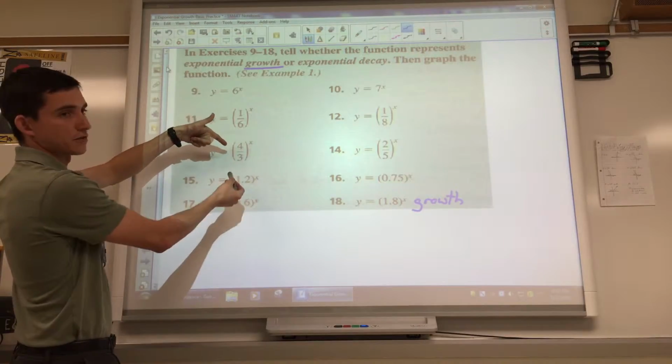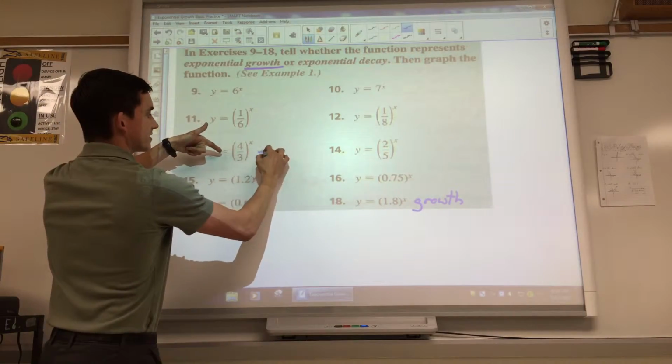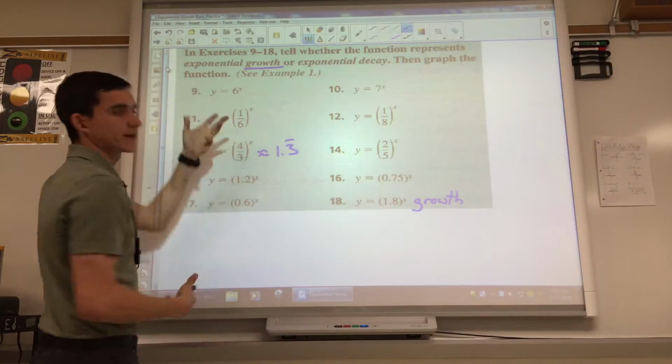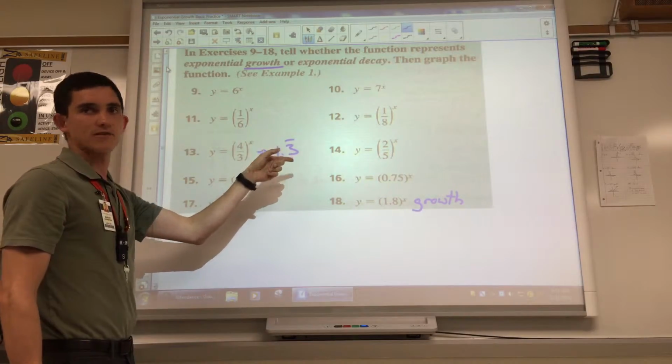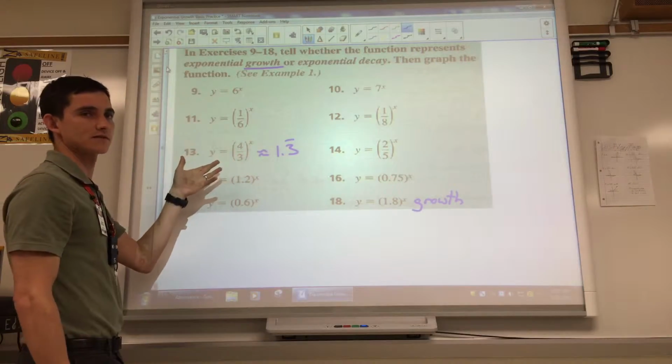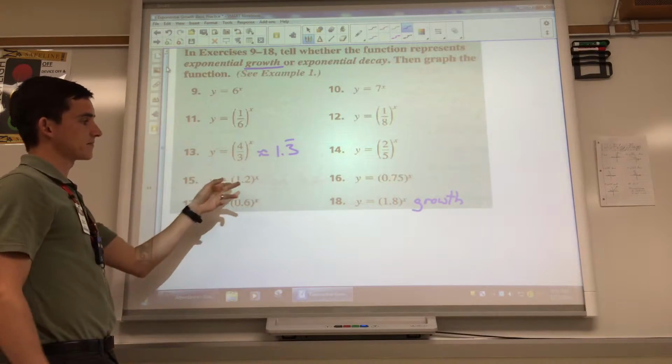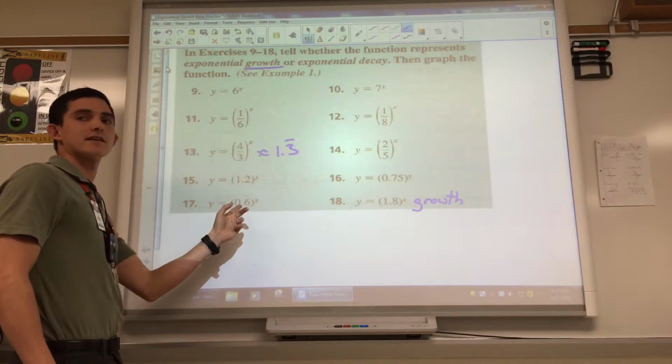That's tricky. That's 4 over 3, which is approximately 1.3 continued. That's growth. Does that make sense? Even though it looks like a fraction, it should make sense to you guys. Y'all are all smart enough to get that. Okay? 1.2, that's growth. That's decay.